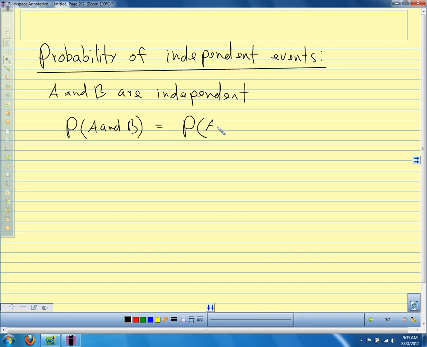Probability of A times probability of B. So for independent events, we multiply probabilities. So let's look at an example. So we're going to roll a die. We want to know what's the probability of rolling greater than 3.